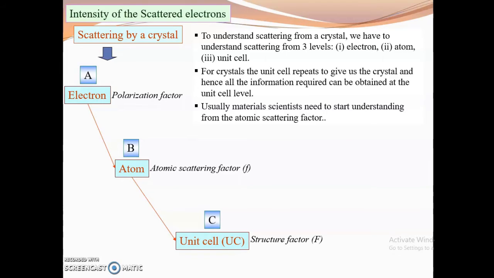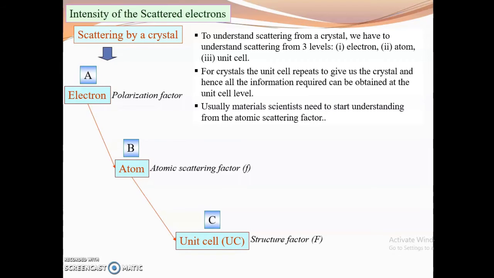Okay, so when we talk about scattering of X-ray by a crystal, we have to think about diffraction by unit cell, diffraction by atom or diffraction by electron. So to understand scattering from a crystal, we have to understand scattering from three levels: electron, atom and unit cell. For crystals, the unit cell repeats to give us a crystal, and hence all the information required can be obtained at the unit cell level.